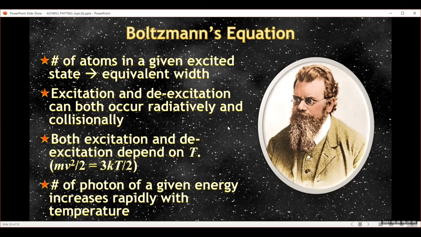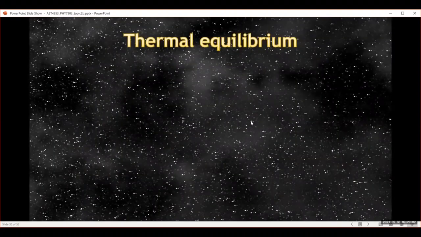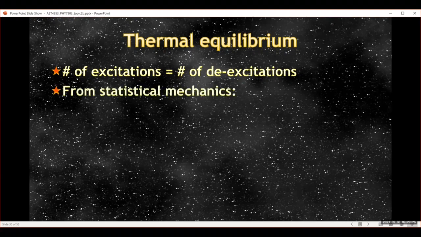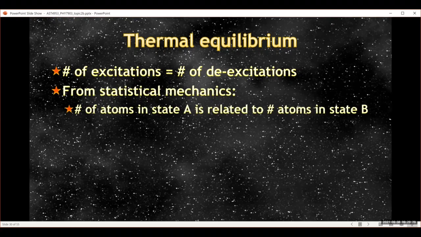We can get a measure of how this all fits together. At equilibrium, that means it's in a steady state. The number of excitations equals the number of de-excitations. It's not that it's not doing anything. Gas atoms have electrons that are constantly being excited and de-excited, both collisionally and radiatively, but the number of them is constant. And then from statistical mechanics, we can state that the number of atoms in state A is related to the number of atoms in state B.